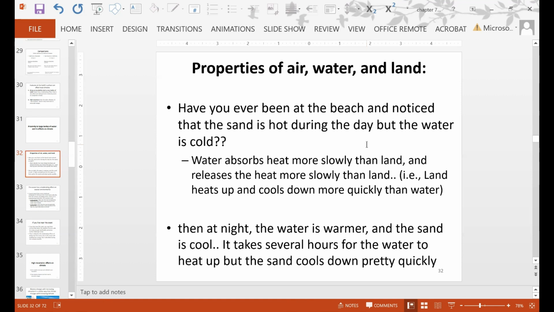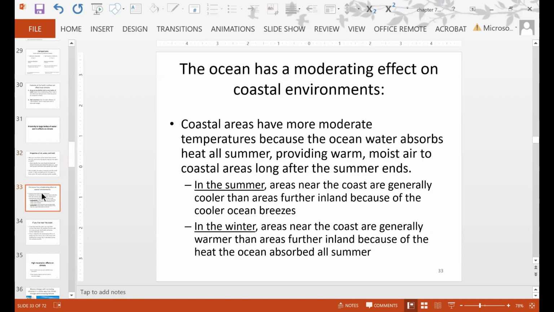So at night, the water is going to be warmer because it took the whole day to warm up, and the sand is going to be cold because the sand cools down pretty quickly. So you can see that land heats up and cools down pretty quickly, and water takes a long time to heat up and cool down. So how does this affect climate?